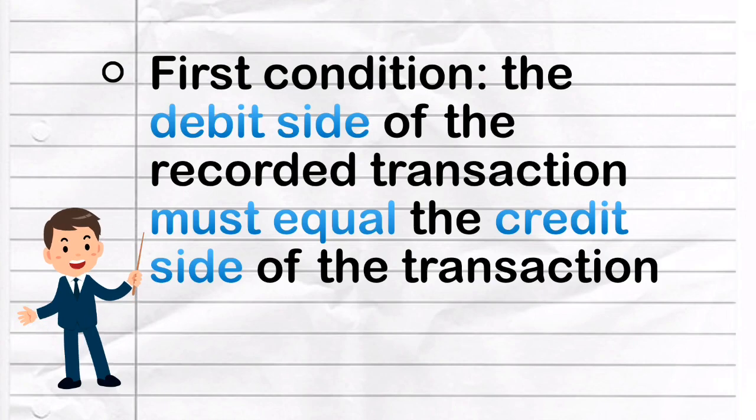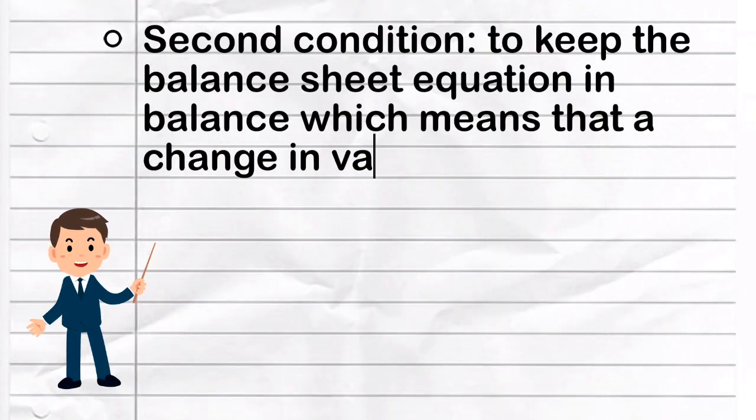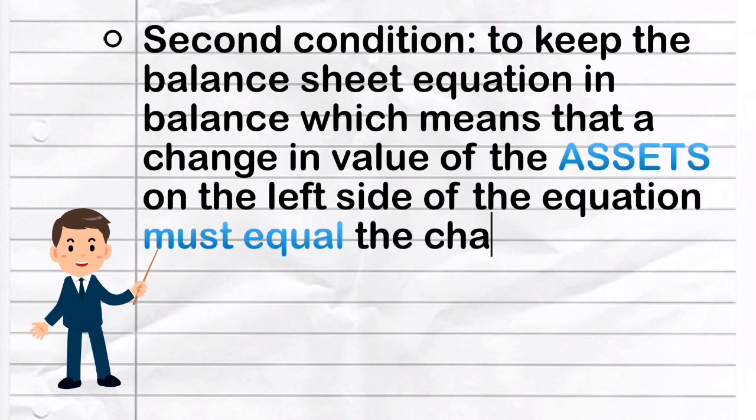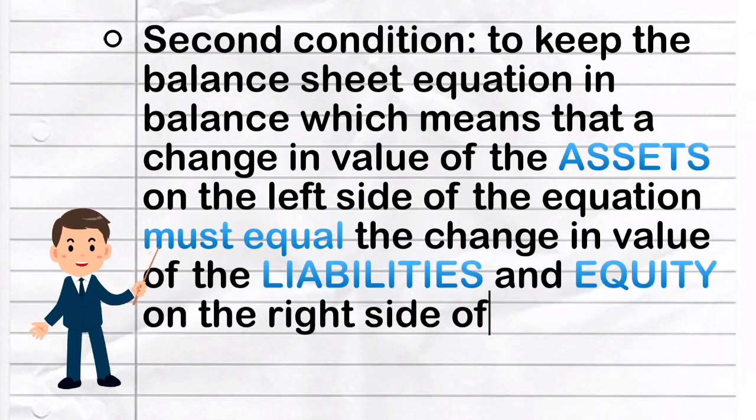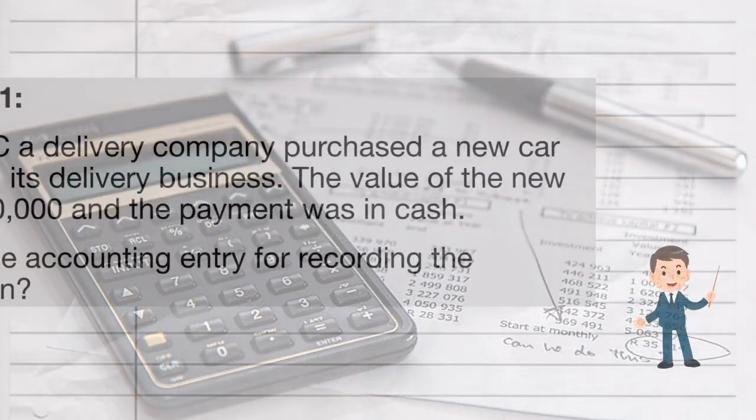The second condition is that we need to keep the accounting equation balanced. That is to say, the change in value of total assets on the left side of the equation must equal the change in value of the liabilities and equities on the right side of the equation. Now let's jump into examples.